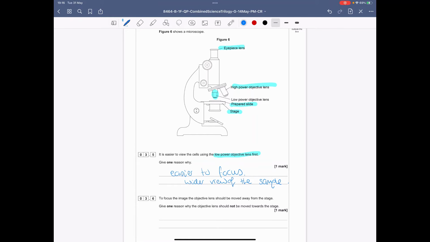Question 3.6 then. To focus the image, the objective lens should be moved away from the stage. Okay, give one reason why the objective lens should not be moved towards the stage. So why should we never, when we use a microscope, push or move our objective lens downwards? Well, if we keep on moving it downwards, the lens and then the slide would hit each other and they could crack. So the lens or the slide could collide and break, which is obviously not what we want.